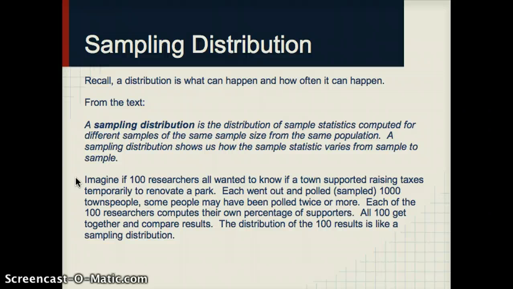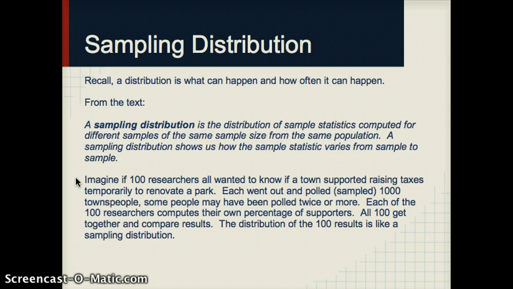All 100 of us go out and sample 1,000 people. Well, that means some people may get sampled multiple times. They may get asked the same question by another person. But we're going to sample 1,000 people. All of us will do this. All of us will compute our sample proportion. When I ran this experiment, 52% of the people supported renovating the park. When somebody else ran this experiment, 53% said they supported the park. When somebody else ran the experiment, somebody got 50% supporting the park, and so on. We're all going to get different numbers.